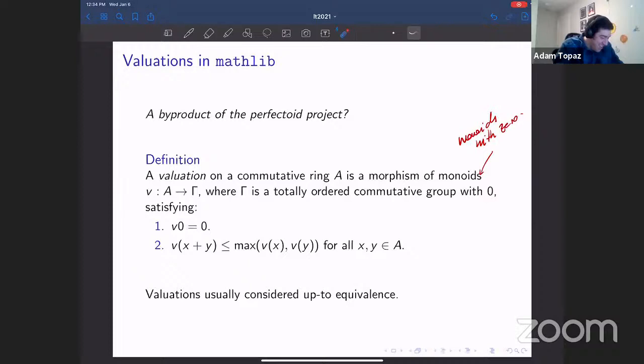By monoids with zero, you mean a monoid that has both a one and a zero? Yes, and when you multiply anything by zero, you get zero. So the zero is absorptive. That's exactly right. And there's a standard notion of equivalence of valuations defined in this way, and mathematicians usually think of valuations only up to equivalence. I'm not going to define what it means to be equivalent. You can look in the code in MathLib and see the definition of equivalence. It means they're the same, to a mathematician.